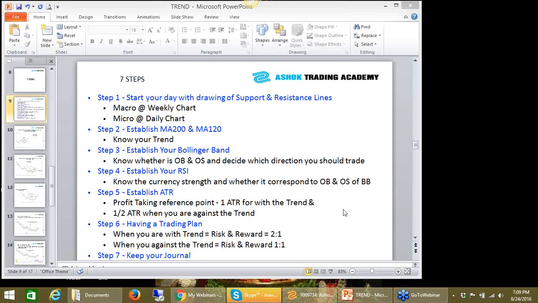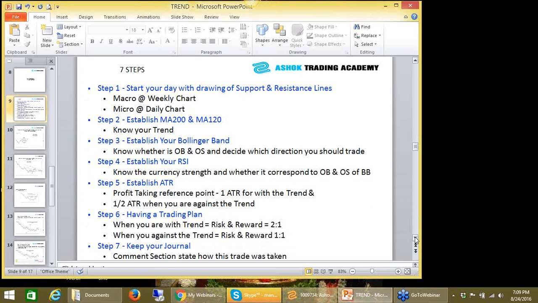Okay. Now I'm going to explain step number 6, having a trading plan. Once you find out the ATR, the price movements, then we can take a trade. Once we take a trade, we want to analyze how much risk you are going to take, how much you want to take as profit, and how much you want to put as stop loss. Once you are following the chain, you put the risk reward 2:1, because 2 means you are taking the profit at 2 ATR, and the stop loss is 1 ATR.